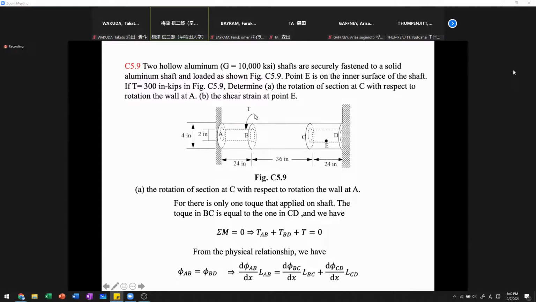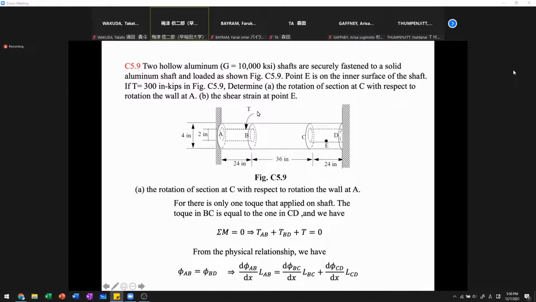Here T is applied. Please imagine the internal cut between the AB part, the BC part, and the CD part, and how the torque works in the structure. In the AB part, that is very simple: constant TAB is applied here. And how about the BC and CD parts?